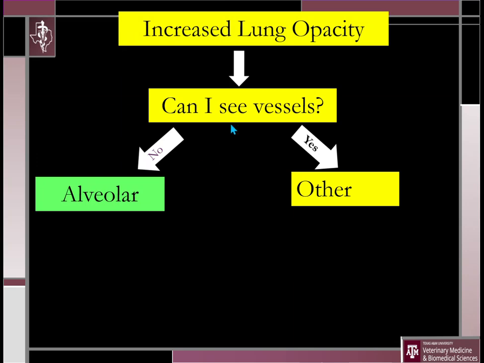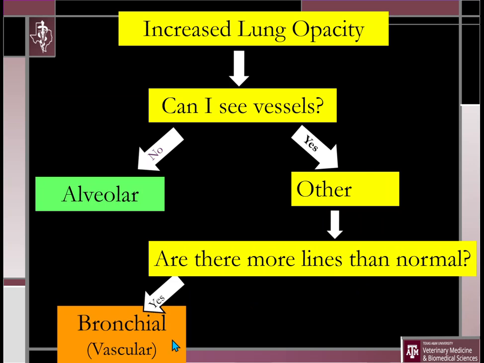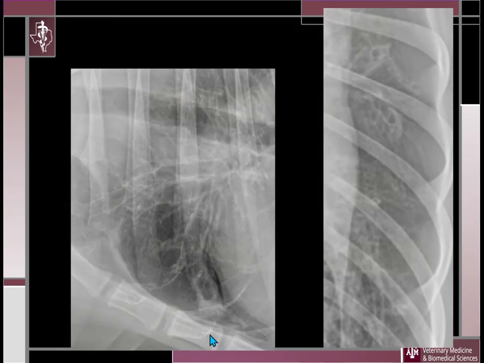Let's move on. So if you can still see pulmonary vessels, there are no nodules, you can ask yourself now, do I see more lines than normal? And if you do, you might have a bronchial pattern. You have to make sure it's not the vessels that you're looking at and more the airway walls. But this is what a bronchial pattern will look like.